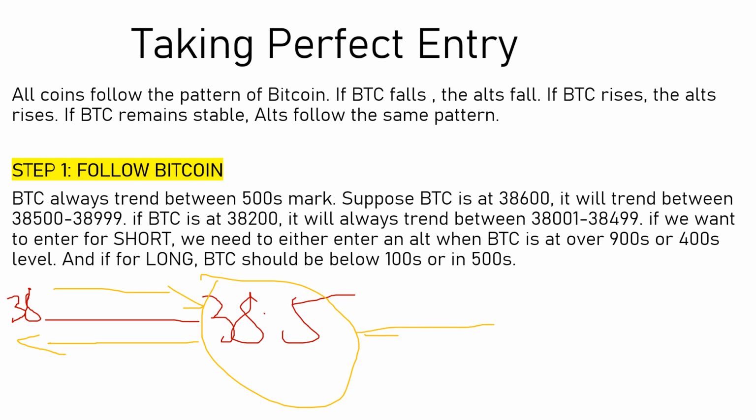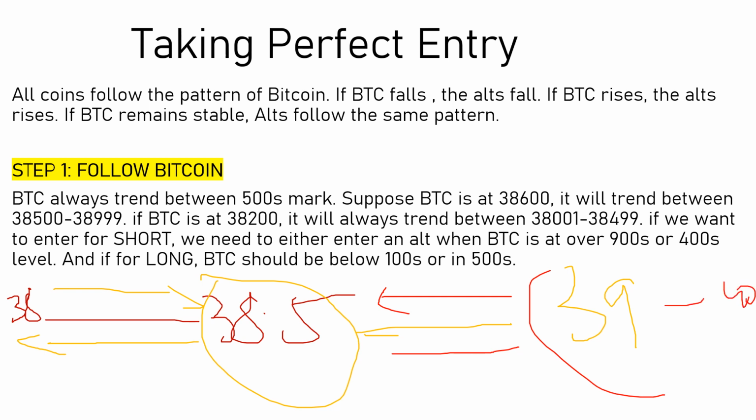Suppose to 39. It will only move to 39 after testing this 38.5 resistance. Okay, and then again they will start again like this, go up, come down. If they break the resistance, they will come again to this. If it breaks this, then they will come to the 37 range. Okay, if they break this resistance, then they will go to the 40 range. Break this support, they will go to the 37 range. So always Bitcoin follows this range, and the alts follow the same.